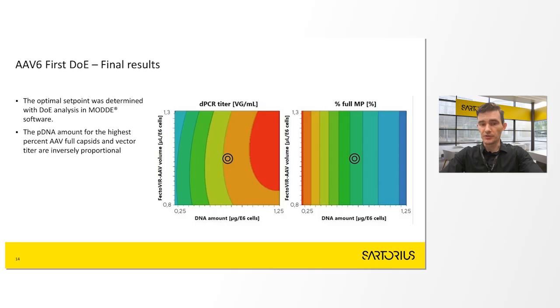For the vector titer, the higher the amount of plasmid we use and the higher the amount of transfection reagent we use, the higher the titer. With the percent full, we can see the lower the amount of plasmid we use, the higher the percent full. The software then proposed an optimal set point that gives us a balance between the highest titer and the highest percent full.